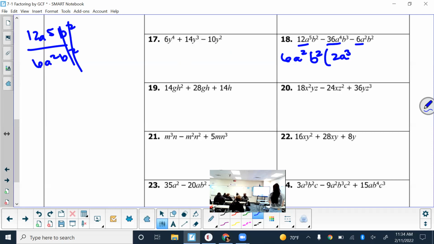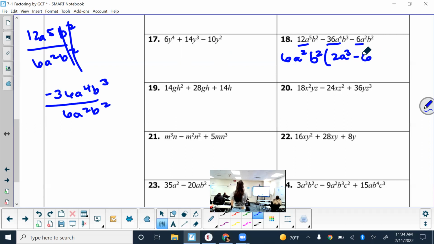Now the next one. So negative 36a to the 4th b cubed over 6a squared b squared. So it's negative 36 divided by 6. Negative 6. And also keep the signs that are in front of each term. So that's why I put negative 36. There's a negative here. That's why it's a negative 6 here. Now a to the 4th divided by a squared. A squared.